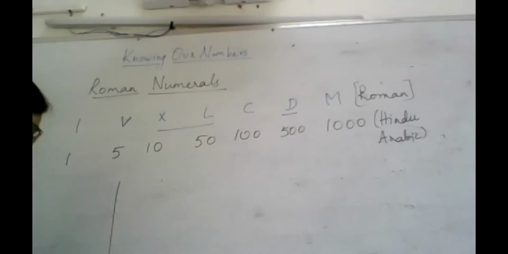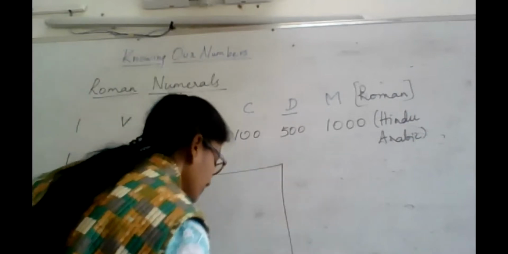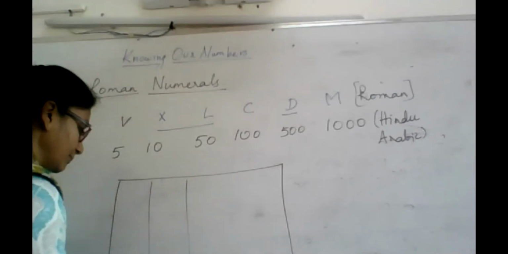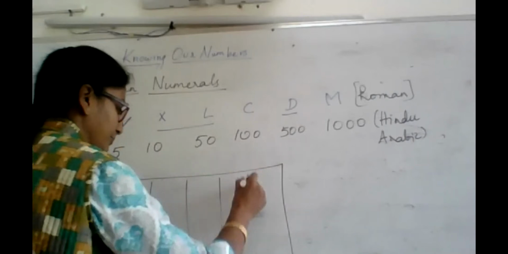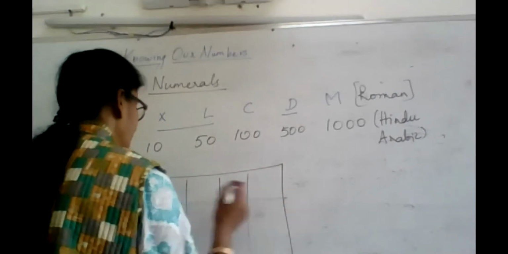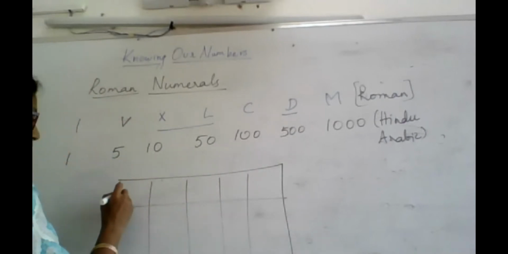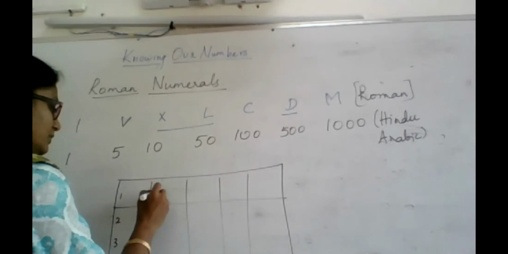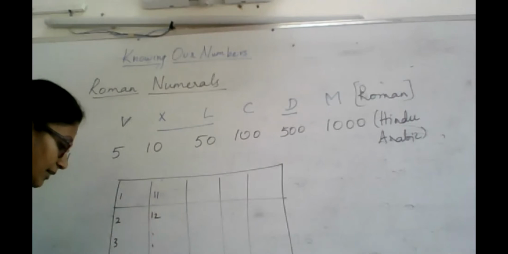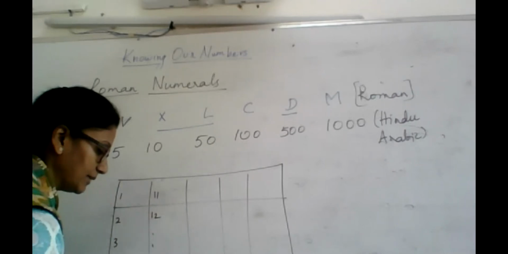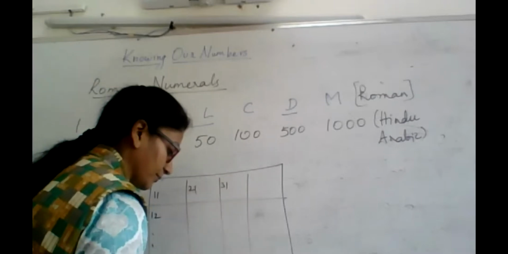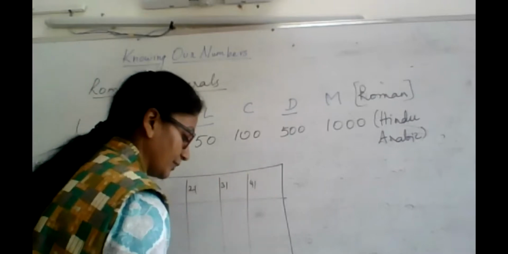Take a white sheet of paper and try writing all the Roman numerals starting from 1 till 50. So you will have the equivalents here. If you write 1, 2, 3, 4 till 10, you can write in this first column. Then you will start with 11, 12, and go on till 20. Then it will be 21 to 30, then 31 to 40, then 41 to 50.